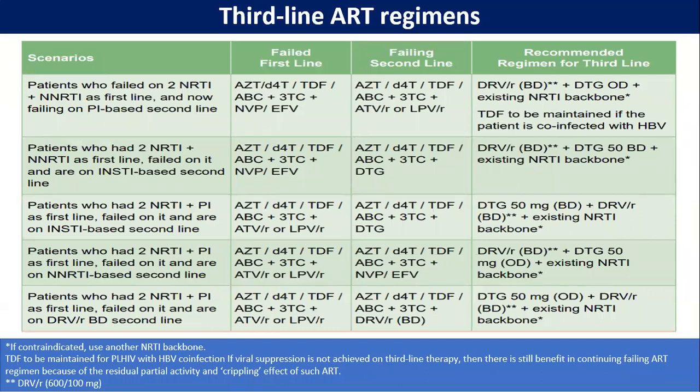Patients who had 2 NRTIs and PI in the first line, failed on it and are on a darunavir-ritonavir based second line regimen. The third line would be dolutegravir 50 milligram OD because the patient was not exposed to dolutegravir, and darunavir-ritonavir twice daily to continue, and the existing NRTI backbone to be preserved. Now, everywhere we know that if the patient has HIV with hepatitis B infection, then tenofovir has to be continued.